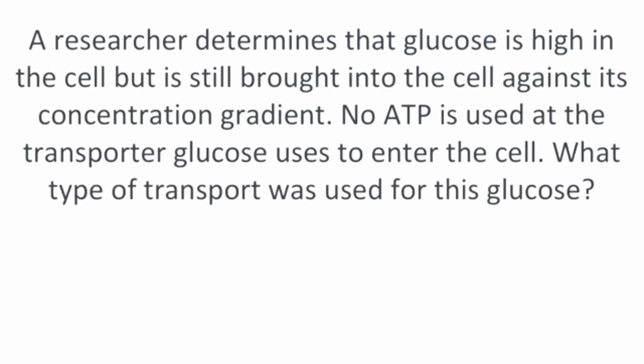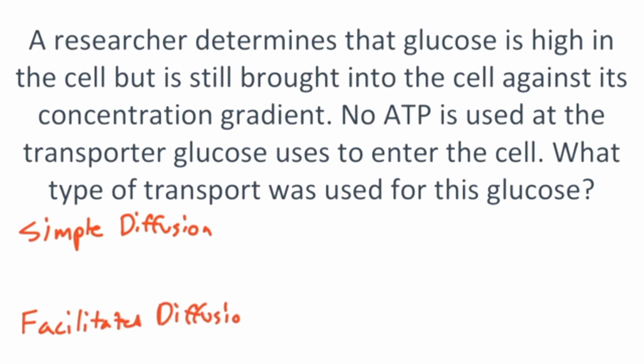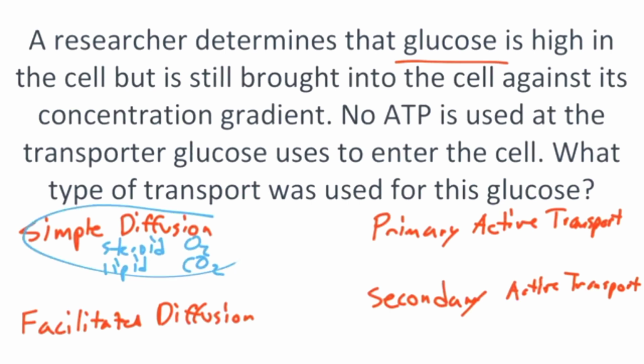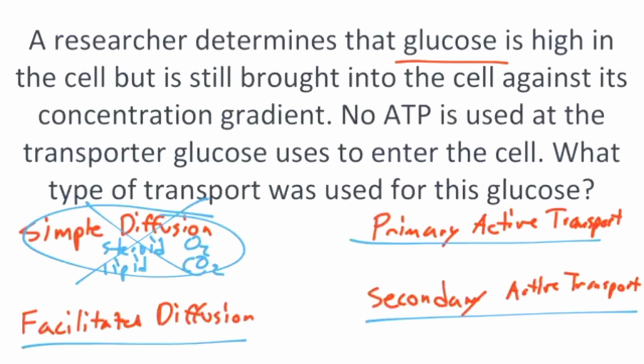A researcher determines that glucose is high in the cell, but is still brought into the cell against its concentration gradient. No ATP is used at the transporter that glucose uses to enter the cell. What type of transport was used for this glucose? Now we are trying to determine which type of transport was used. Recall there is simple diffusion, facilitated diffusion, primary active transport, and secondary active transport. We know that a protein transporter is being used because it's glucose, meaning it's not a steroid, a lipid, oxygen, or CO2. So we know that it's not using simple diffusion. So it must be using one of these three that uses a protein transporter.